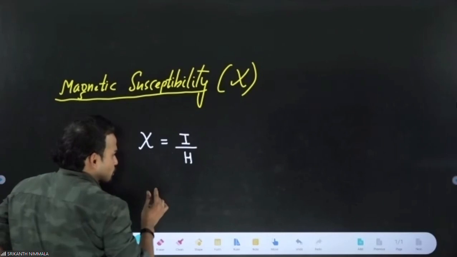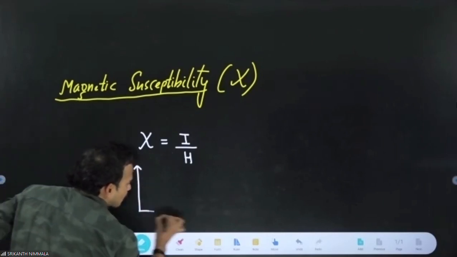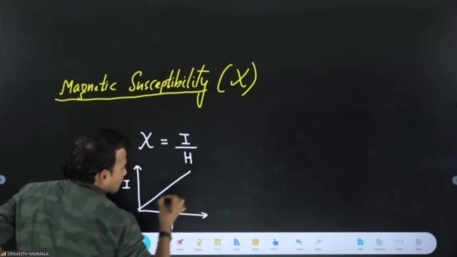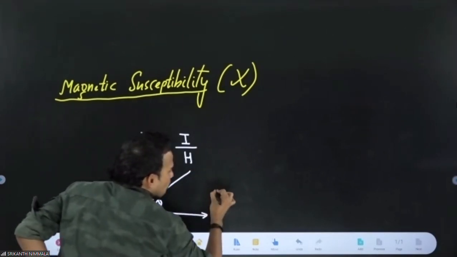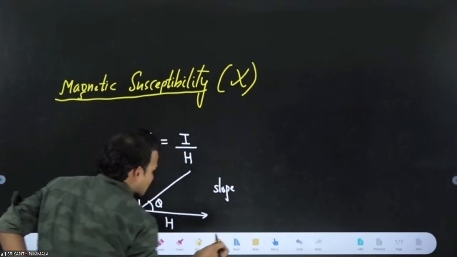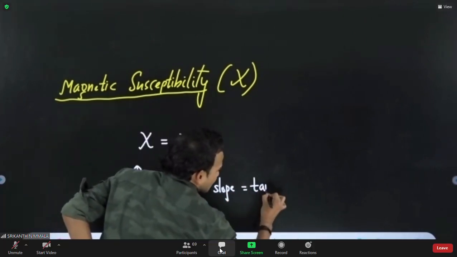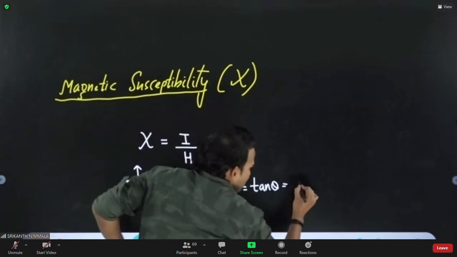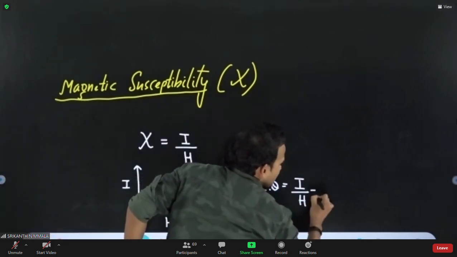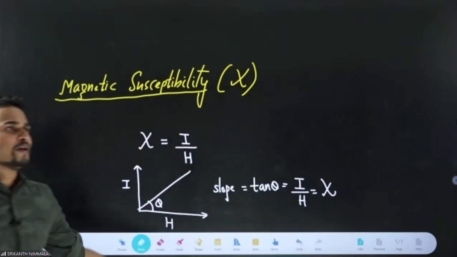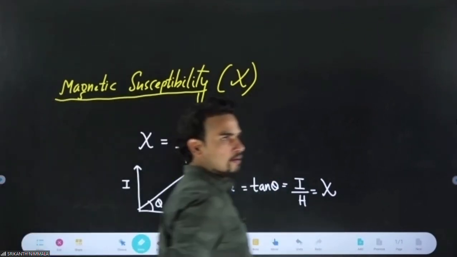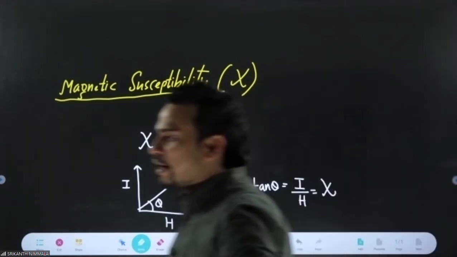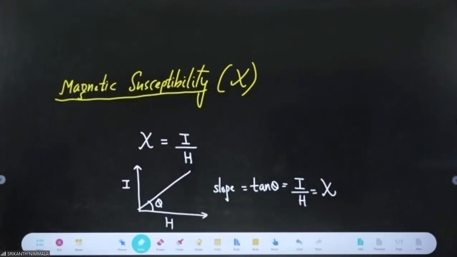Now from here, some questions are asked like this also. They will give you an IH graph, and they will say the IH graph is a straight line. They will ask what is the slope of the IH graph. Slope means tan theta. Tan theta will be I by H, perpendicular by base, and this will be equal to your Xi. You can write this. I'm giving you time of 30 seconds. See all these three quantities, we'll use them.